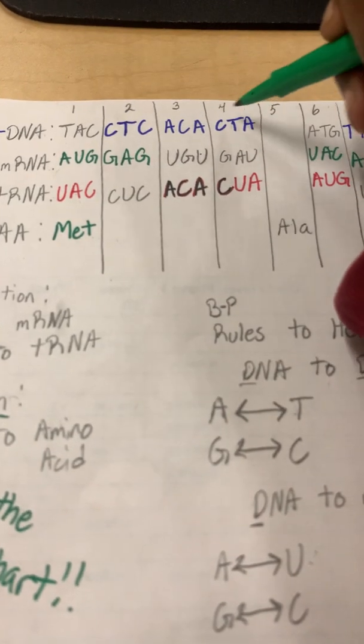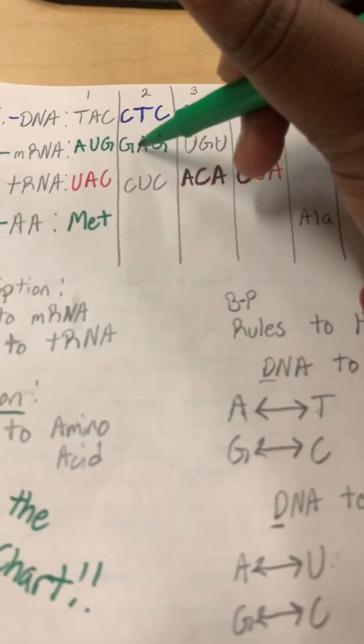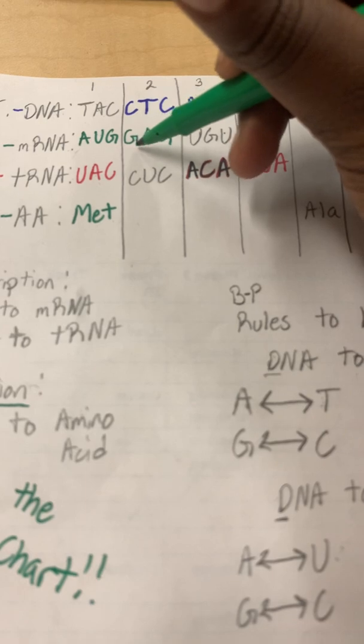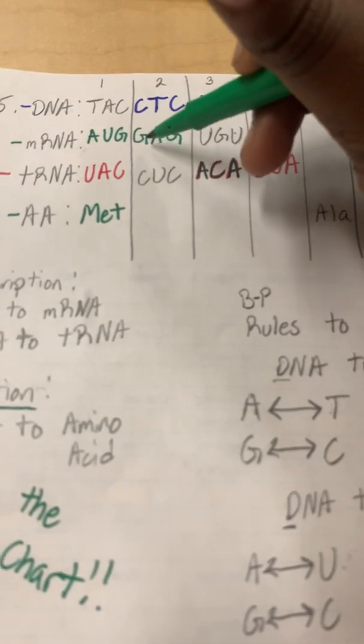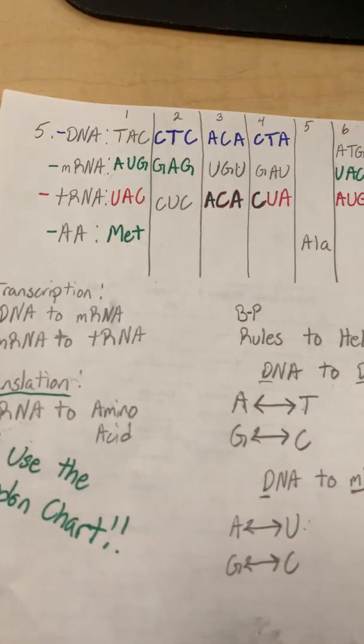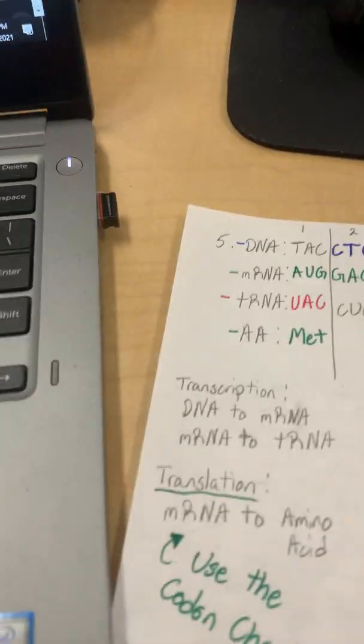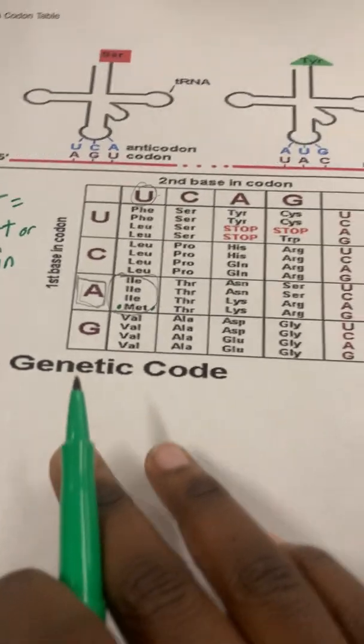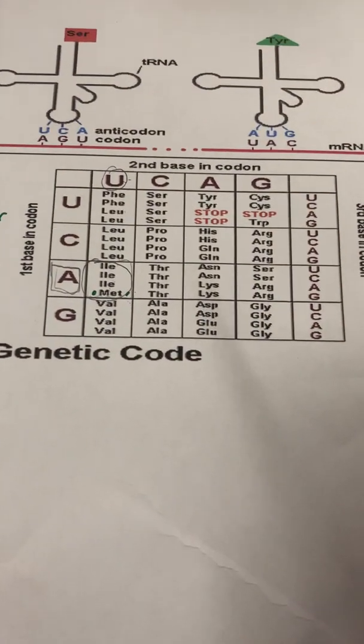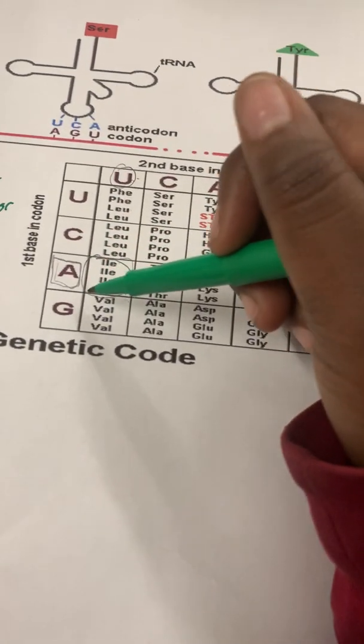Let's do these first 3 codons right here. Here I have my messenger RNA is GAG. Using GAG, I can figure out the amino acid. I'll use both codon charts. First base was G right here.